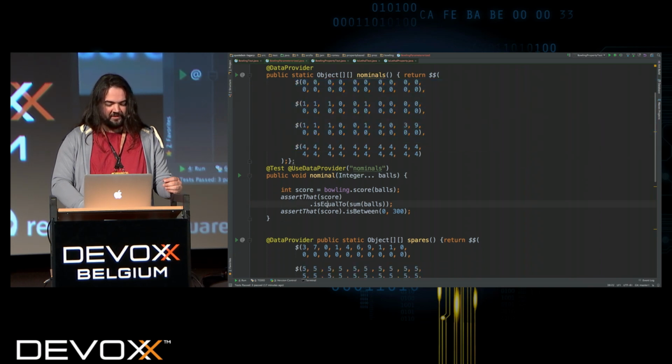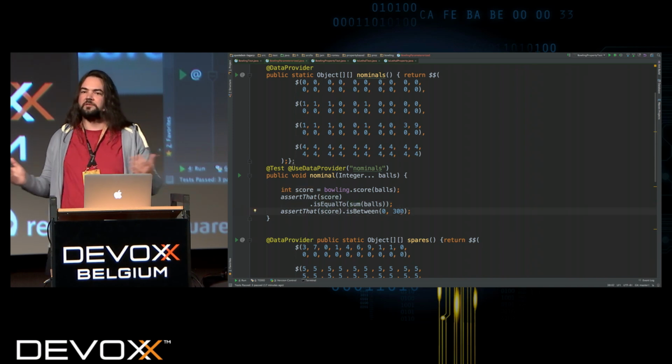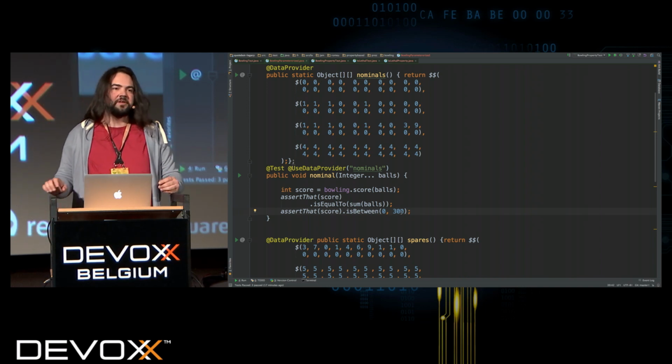So here, we are just taking the nominal case and saying, those are nominals, and the behavior is that it is the sum. And the score should be between 0 and 300, which are the boring minimum and maximum score in the bowling game anyway, right?